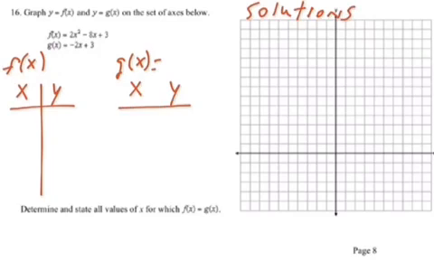Now, this question is a little different than the last ones that we've done because of the question on the bottom. If you look on the bottom, it says, determine and state all values of x for which f of x is equal to g of x. f of x equals g of x means when do the parabola and the line intersect each other. In this case, they're only asking you for the x values.